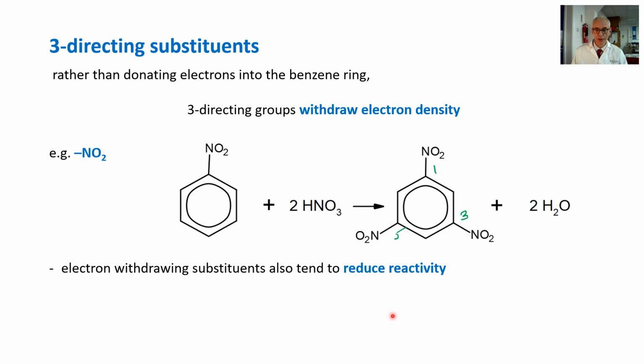A useful rule of thumb, not on the specification, but nevertheless a good aid, is that 3 directing groups tend to have multiple bonds. So substituents such as, say, a nitrile group, carbon triple bond nitrogen, as a substituent on a benzene ring, would be 3 directing.